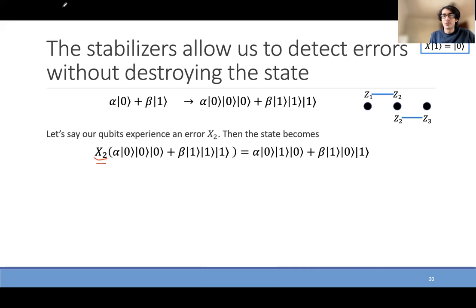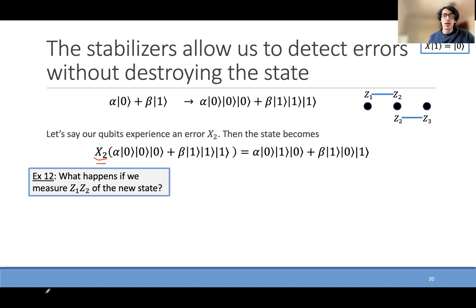Because, as a reminder, which I put up in this corner, this is how X acts on 0 and 1. This is the definition of X. So if I accidentally have an X operator happen, my state becomes alpha times 010 plus beta times 101. I flipped the middle qubit. And so if I flip the middle qubit, now we can ask ourselves, what happens if we measure Z1 times Z2 on this state?